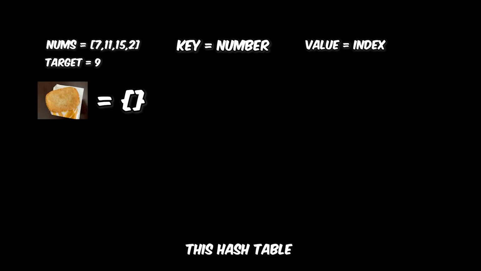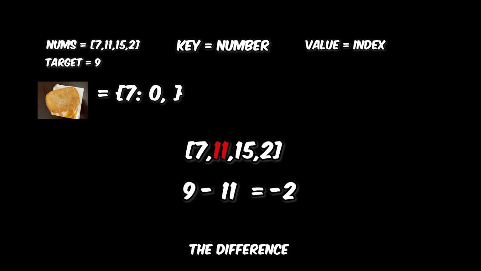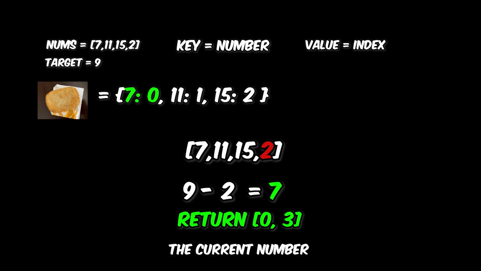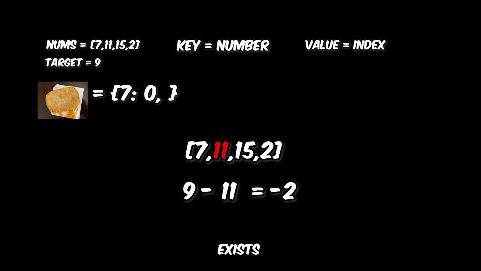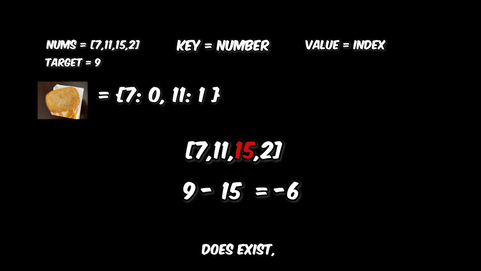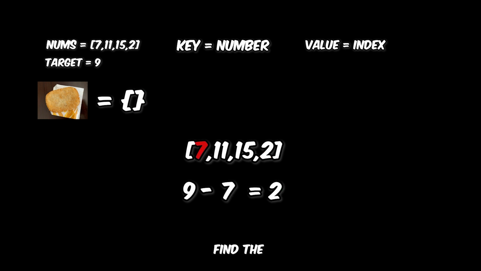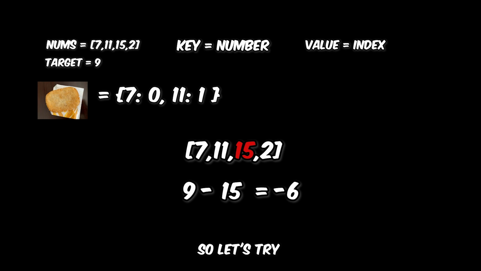And the way we use this hash table is we're still going to loop through the list, but we're going to calculate the difference or the complement. And all that is the target number minus the current number that we're on. And then we can check if this complement or difference exists in our hash table. And if this complement does exist, then we found our pair. And we can just return the indices. But if we didn't find the complement, then we're just going to add this number into our hash table. So let's write the code for this.